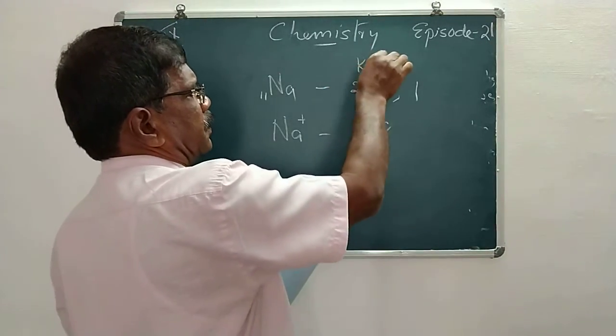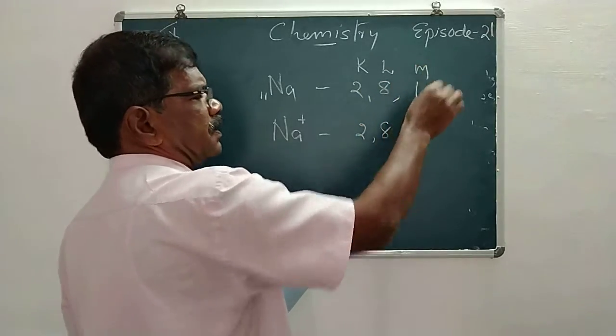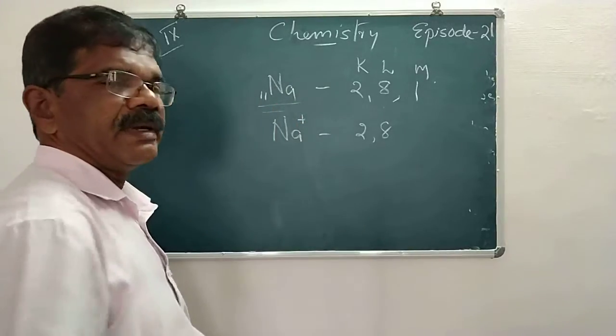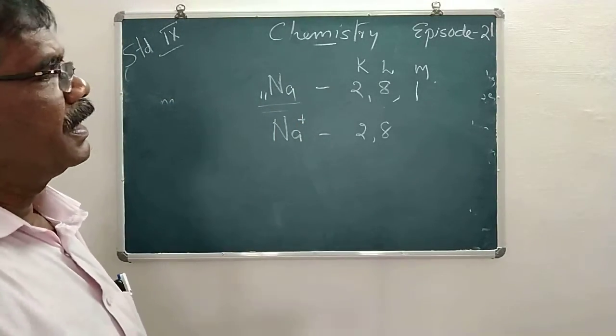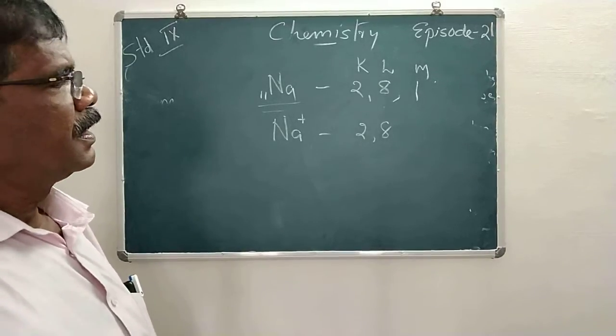K shell 8 electron. K shell 2 electron. L shell 8 electron. M shell 1 electron. It is not stable. This sodium atom is not stable. Why? It has one electron out of motion. How can it attain stability?